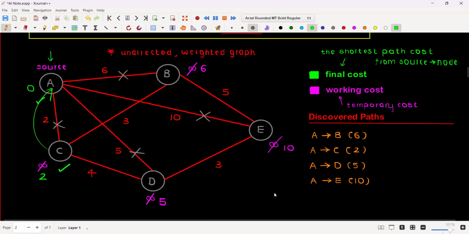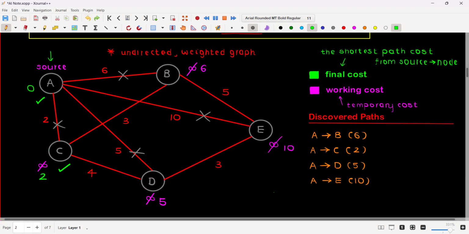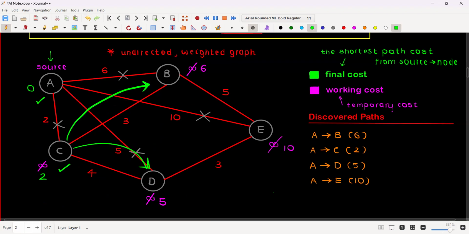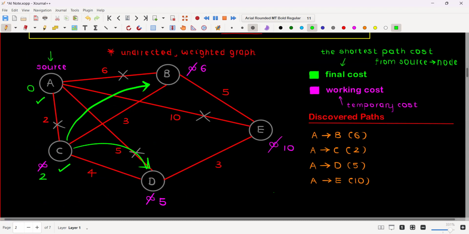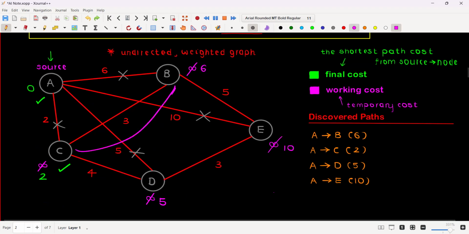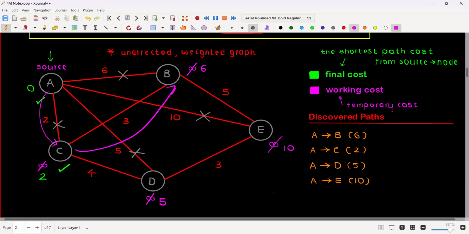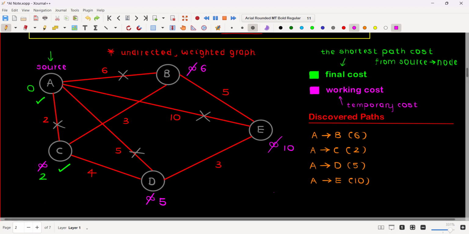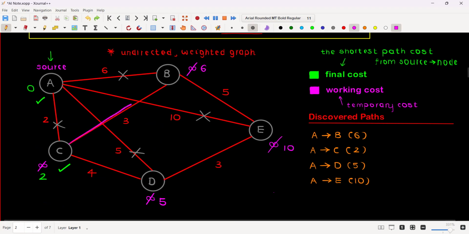It already has a final cost, or it already has a tick. I then look at C to B and then C to D, the only two neighbors that haven't already been discovered. I then try to calculate the path cost to B, but keep in mind from A, right? The source is still A. So what do we do to calculate the path cost from A to B via C, given this new path?